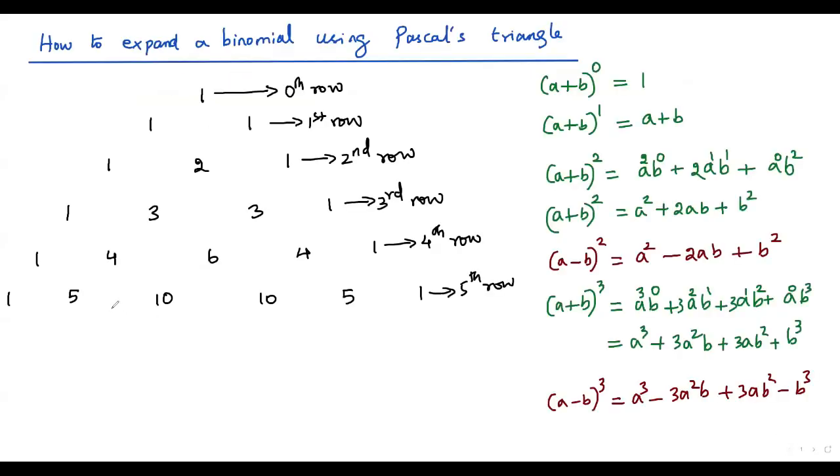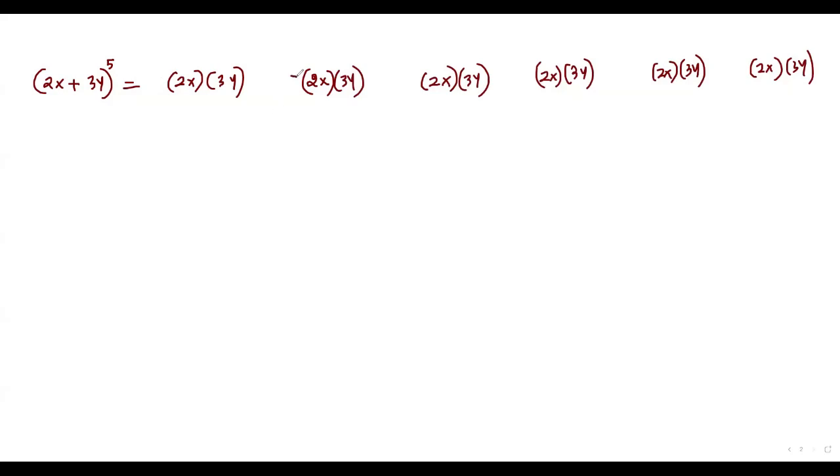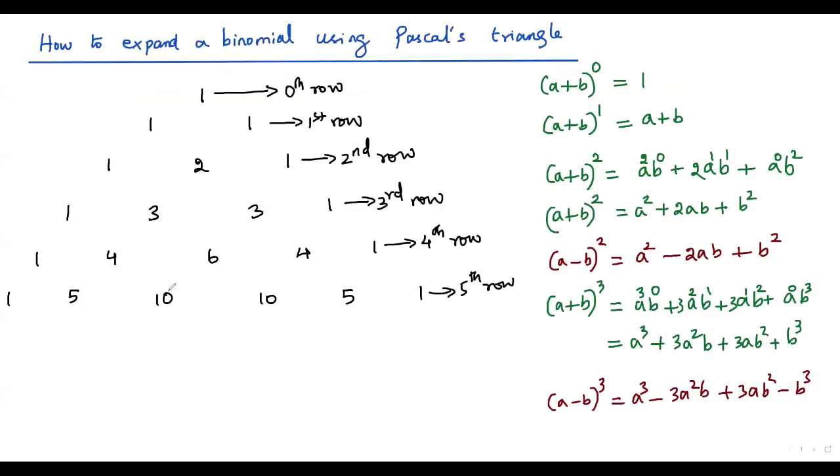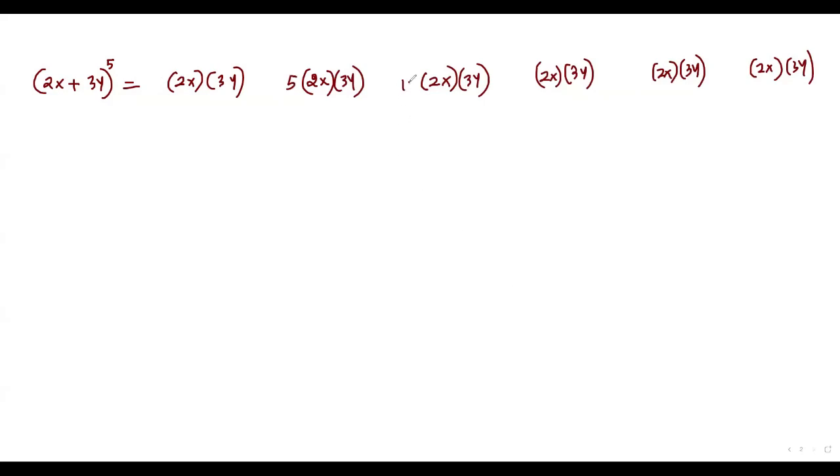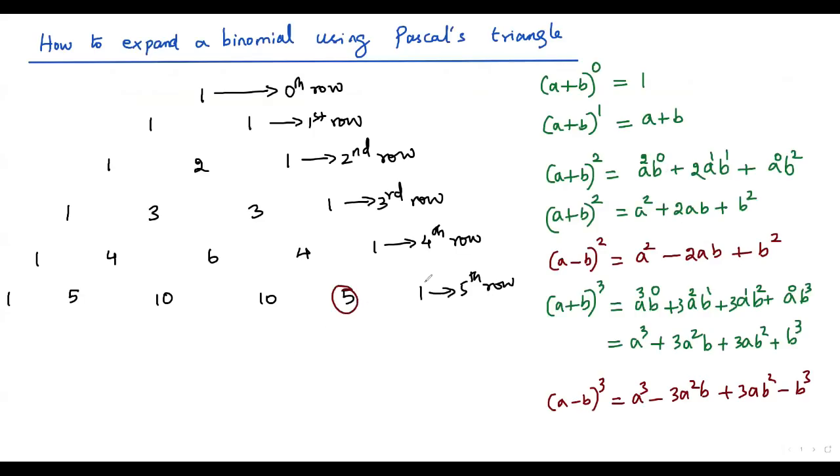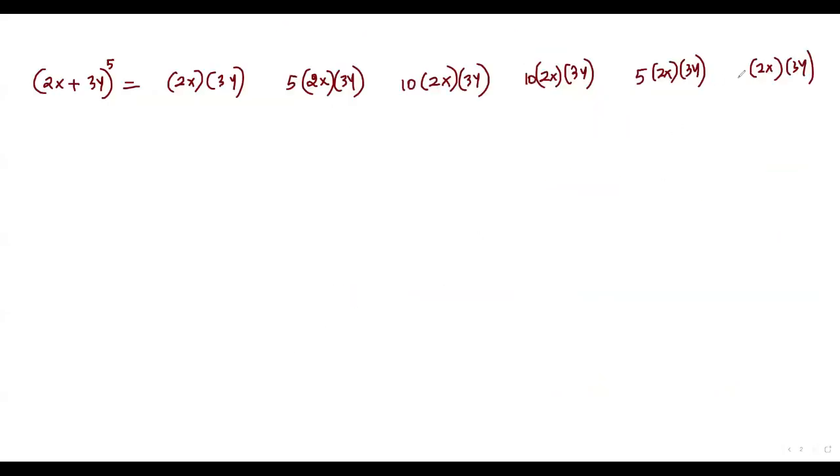Okay, now let's consider the second one, this 5. This 5 should be taken as the coefficient for the second term over here. And for the third term and fourth term, I have to take 10 as the coefficient. So let me write 10 and here 10. And for this one, again, we have the coefficient 5. And for the last term, the coefficient is 1, so we don't have to write it. Since we have a positive sign over here, all the terms in the expression have to be positive. So here positive, positive, positive, positive, positive.